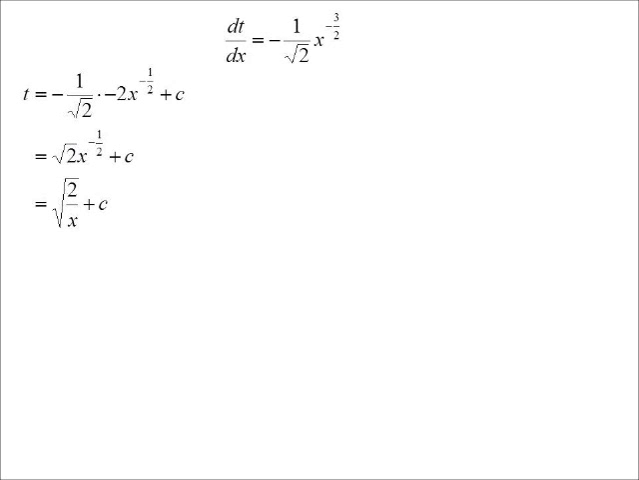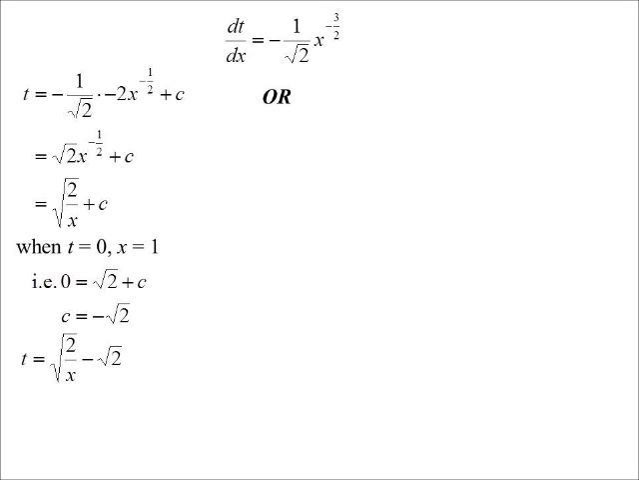Again, let's go back to our initial conditions. When t equals 0, displacement was 1. This time I didn't get lucky. Constant's not 0. Constant is minus root 2. So there we are. But again, not quite what they asked for. I've got an equation for time in terms of displacement. They wanted an equation for displacement in terms of time. So we have to make x the subject of this.